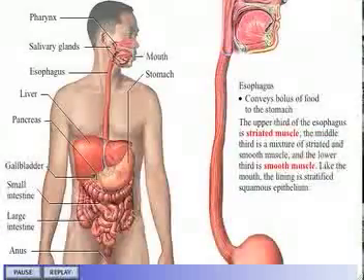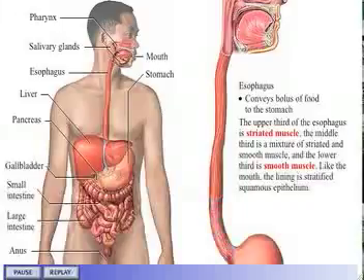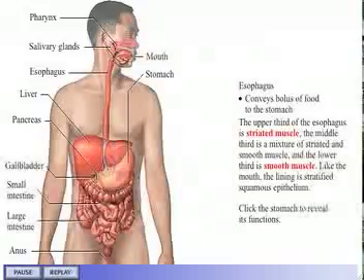The upper third of the esophagus is striated muscle. The middle third is a mixture of striated and smooth muscle, and the lower third is smooth muscle. Like the mouth and pharynx, the lining is stratified squamous epithelium. Click the stomach to reveal its functions.